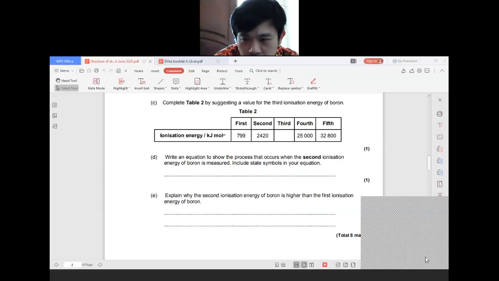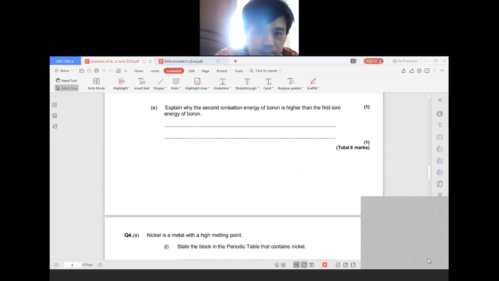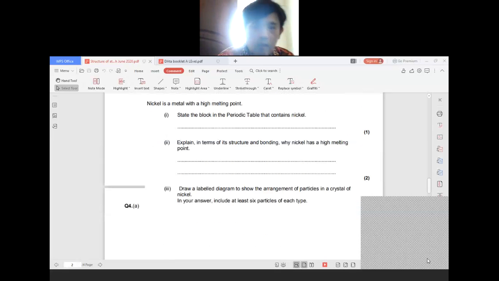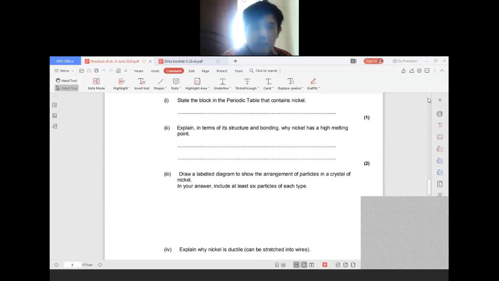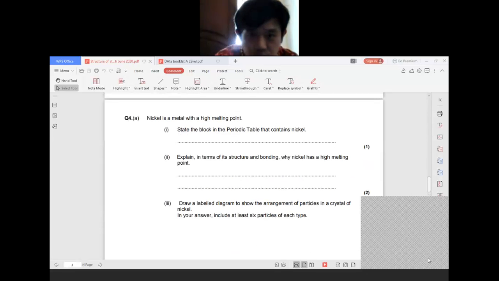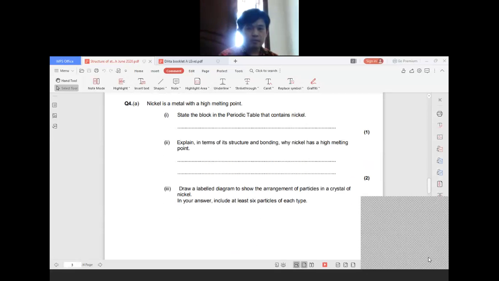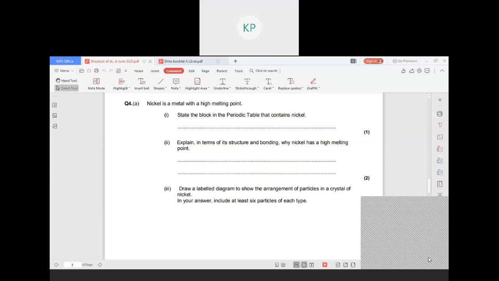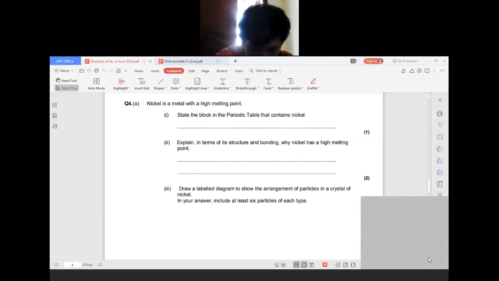Now let's see this one. Nickel is a metal with high melting point. State the block of the periodic table that contains nickel. For this one, let me ask Kevin P. Hello, Kevin P. Yes, teacher. What is the block in the periodic table that contains nickel?